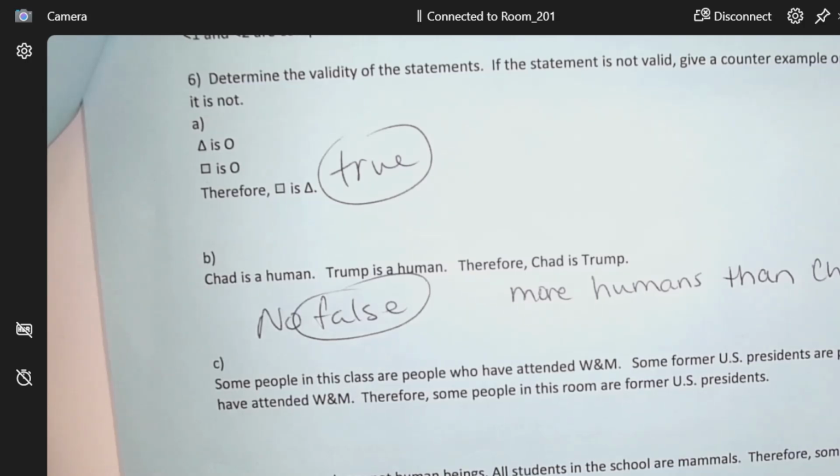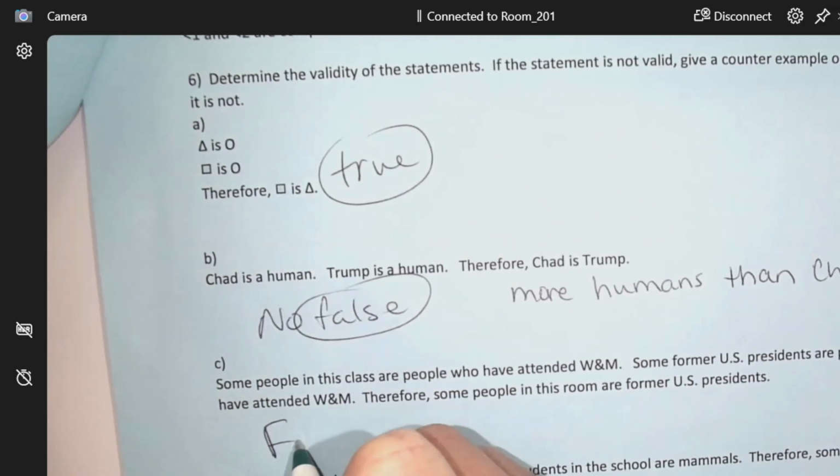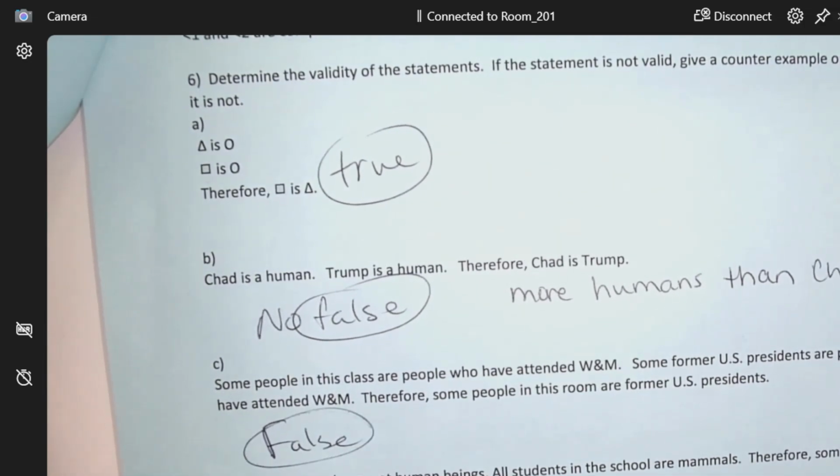Some people in this class are people who have attended W&M, which is a school. Some former U.S. presidents are people who have attended this school. Therefore, some people in this room are former presidents. Would that be a true or false statement? False. Can you explain why?